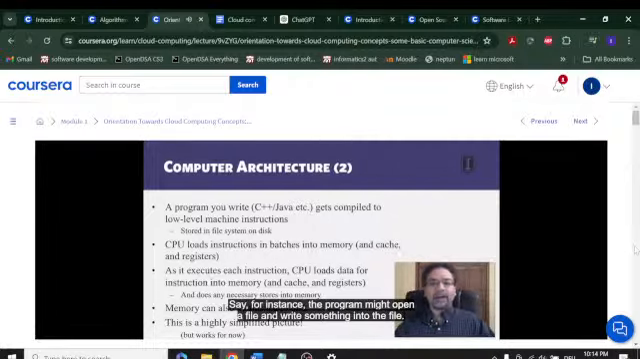For instance, the program might open a file and write something into the file. So in this case, you may want to write those updates to the file onto the disk. Now, of course, this is a very highly simplified picture. Computer architectures can be far more complex than this today, but for our practical purposes in this course, and as far as explaining how processes work, this will suffice.